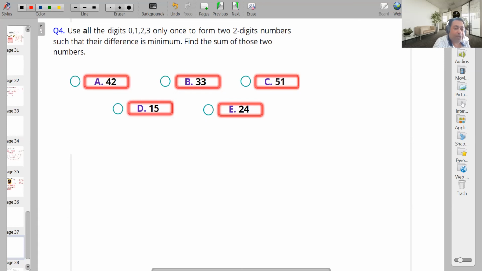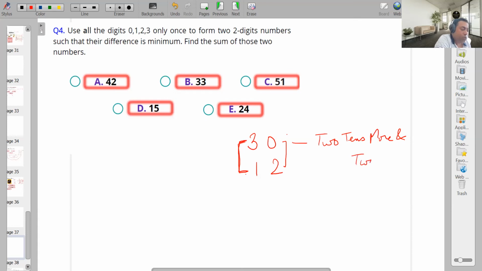Okay, so first of all, let's understand how the difference of two numbers works. Let's say you take a number 30 and you take 12. Here you see that the difference is of 2 tens, correct? This is 2 tens more, but here it is 2 ones less. So the 30 has actually 20 minus 2, which is 18. It will be 18 more than this.